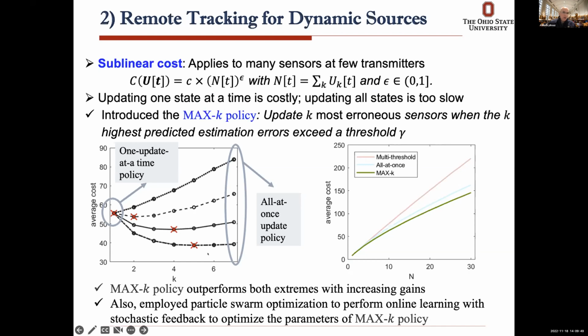That optimal point we've characterized, we've studied, and with the choice of an optimal K, the gains we've also studied, and it shows increasing gains compared to both of these extremes.